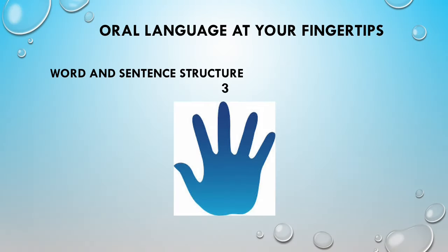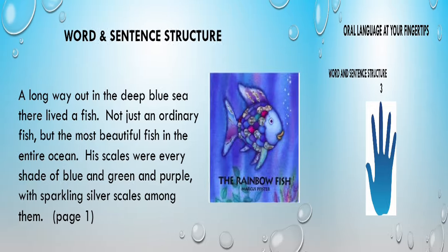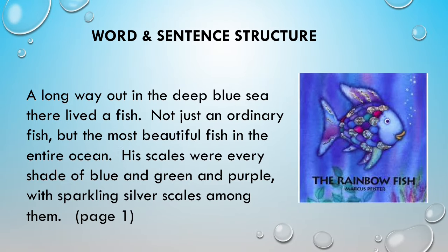Okay, let's move on to the next finger, word and sentence structure. Here's a familiar book, The Rainbow Fish. This is page one from Rainbow Fish. So have a look at that in terms of word structure and sentence structure. And this is a pretty common book that would be read in a kindergarten program or in early years, grade one. And you can look at the level of difficulty of the vocabulary, look at the complexity of the sentence structure.